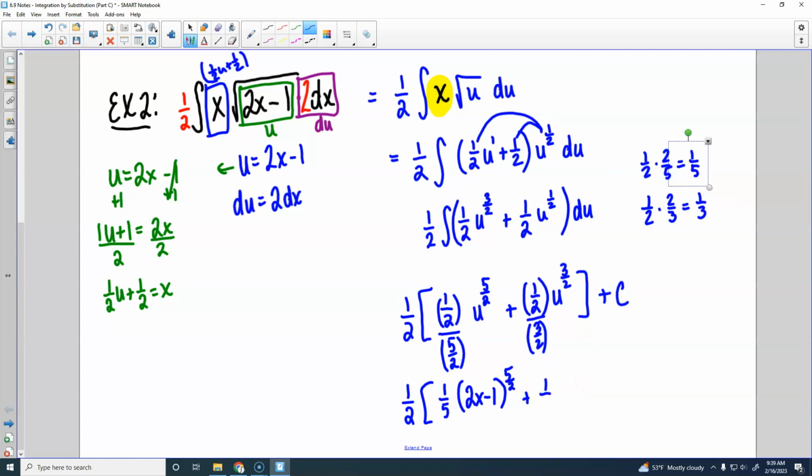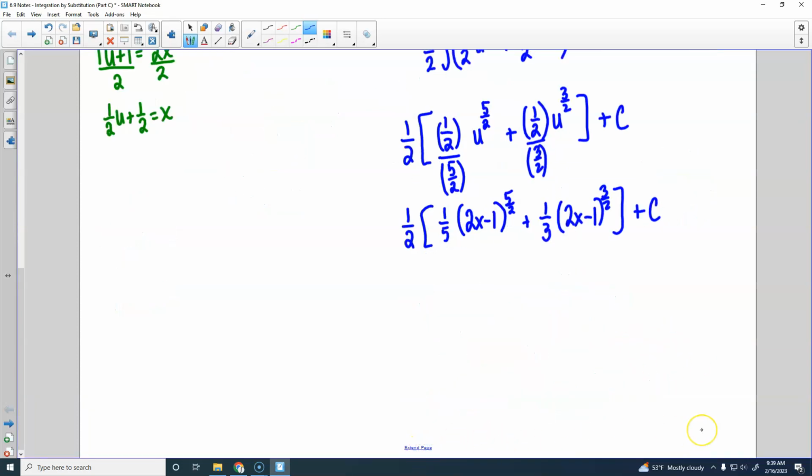So I'll get 1/3 2x minus 1 to the 3/2 plus c. Free response, you can definitely stop here. You don't have to distribute or anything.